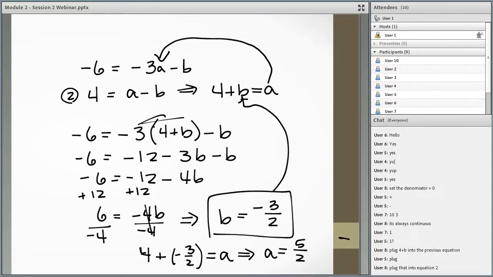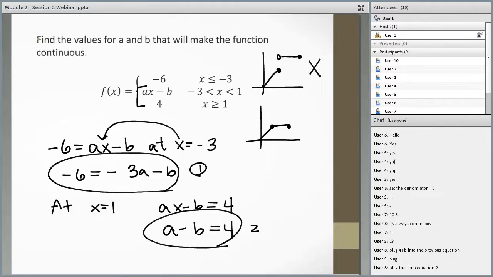You can rewrite 4 as 8 over 2. So then 8 over 2 minus 3 over 2 gives us 5 over 2. So if a is 5 over 2 and b is negative 3 over 2, that will make this piecewise function continuous.